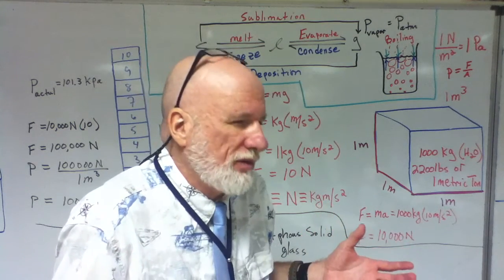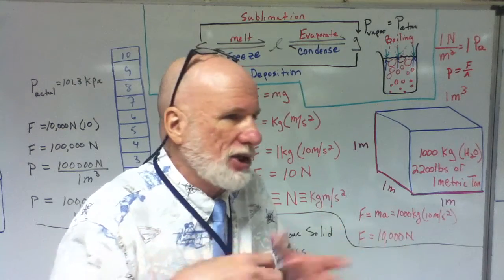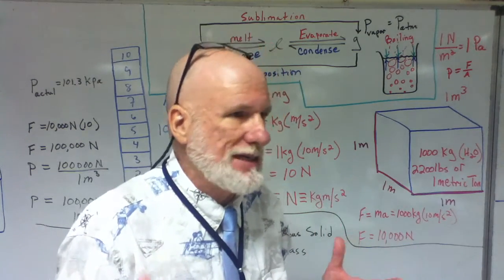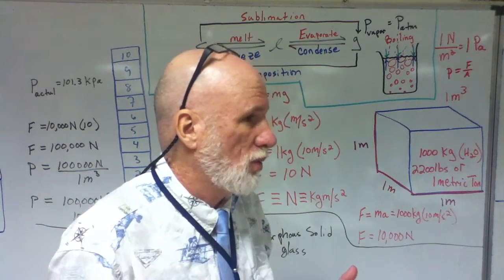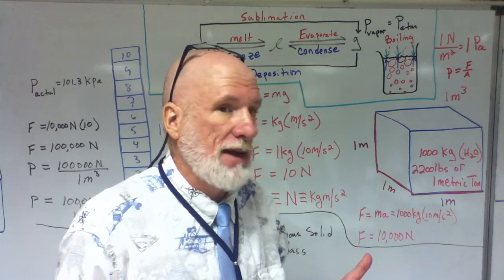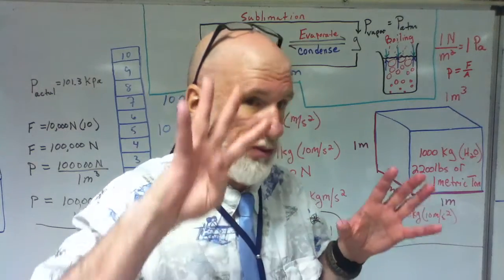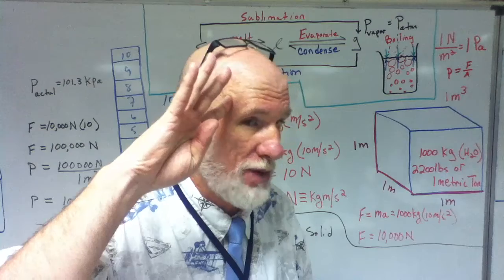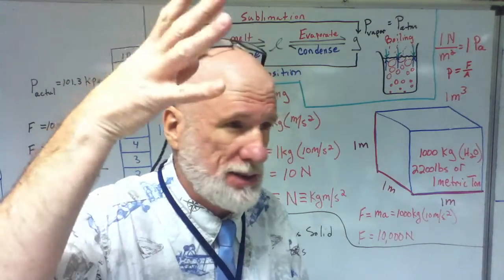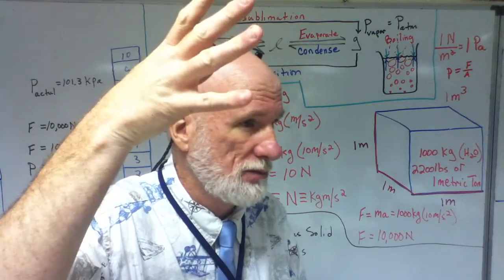So it would be 10.13. If you actually looked up the real density of mercury and didn't round it off, you would get something closer to 10.13. The actual atmospheric pressure is 101.3. Is that correct? Yes or no? Yes. Right.